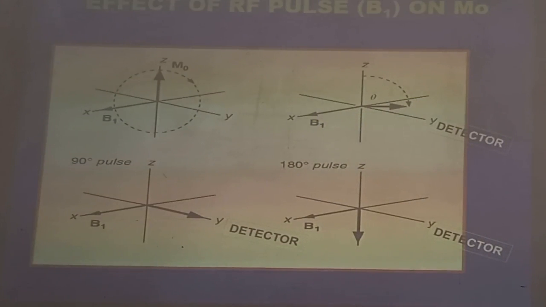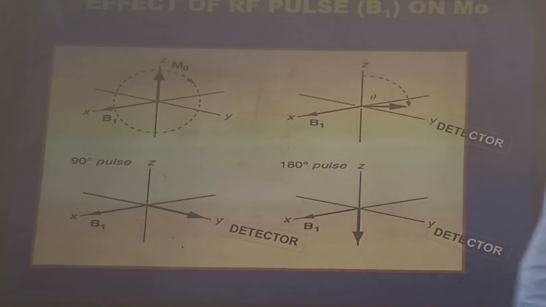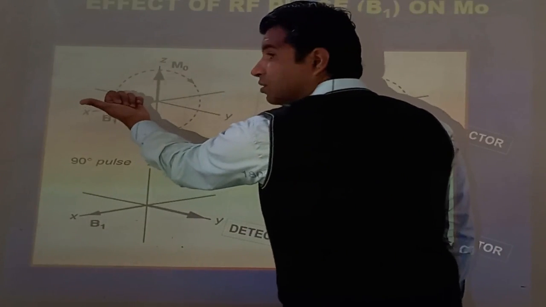There are two things you should know about the pulse. One is the direction, and the other is the angle: in which direction you are giving the pulse, and at what angle this pulse is given. The direction of this pulse is shown by B1. B1 shows the RF pulse. So you are giving a pulse B1 in the x-axis. This is the direction of the pulse.